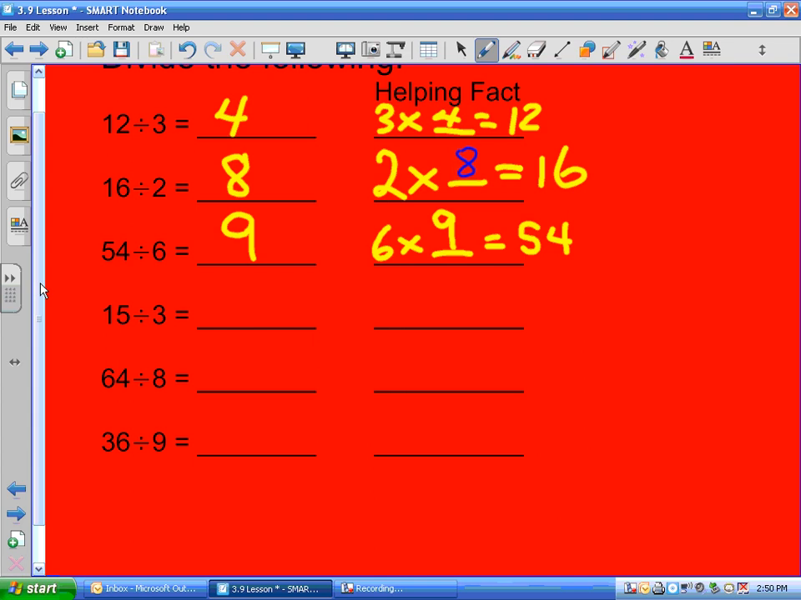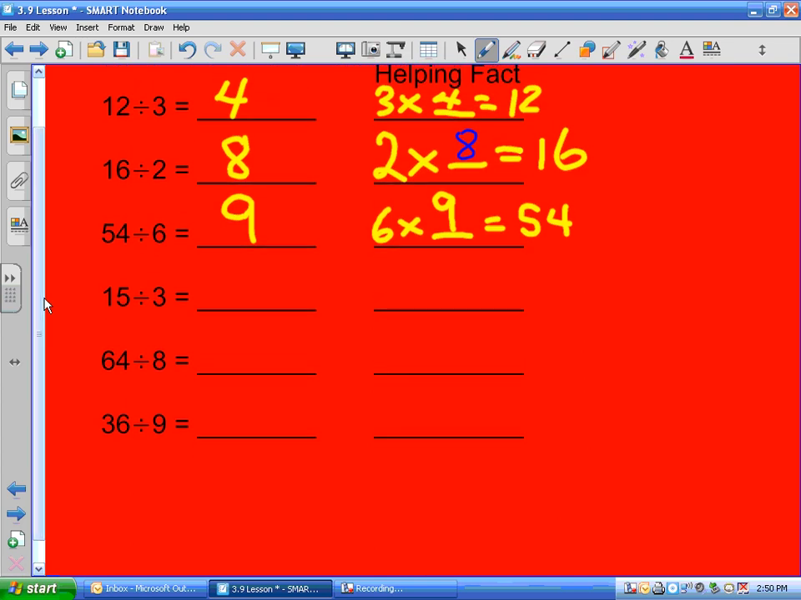You know the next one? I know how we get the last answer, multiplication. Okay, we'll get that in a second. This one's going to be 3 times what is equal to 15? 3 times what? Raven? 5. So that means that 15 divided by 3 has to be 5 also.